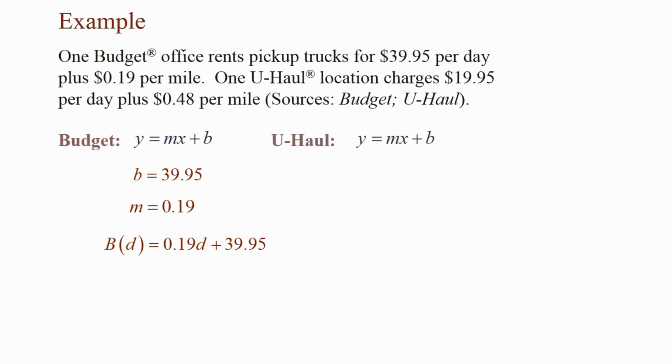For U-Haul, it charges $19.95 per day, so that's going to be our y-intercept. Then they charge 48 cents per mile. That's going to be our slope. So U-Haul is U of D equals 0.48D plus 19.95.